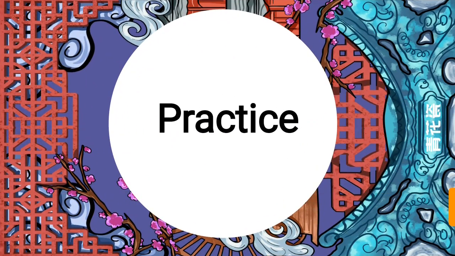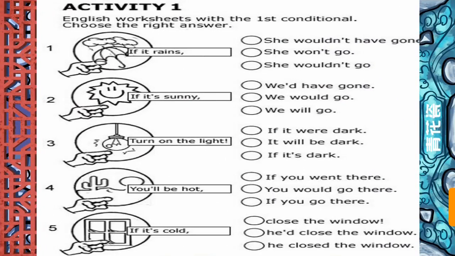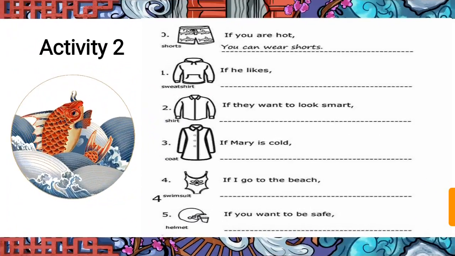Now I'm quite confident that you will be able to understand the concept and solve the following examples. Let's have a look. This is activity 1. It seems quite easy. Let's move to the next one. That's activity 2.